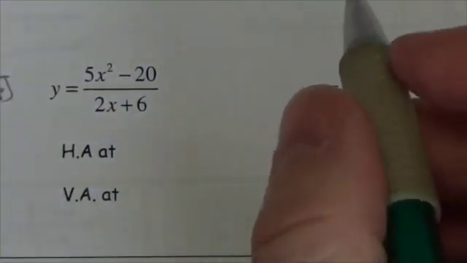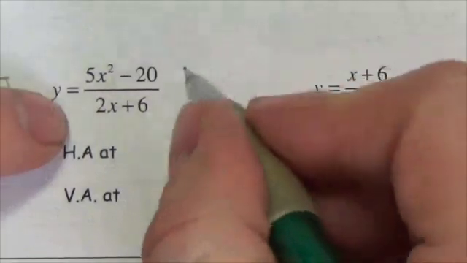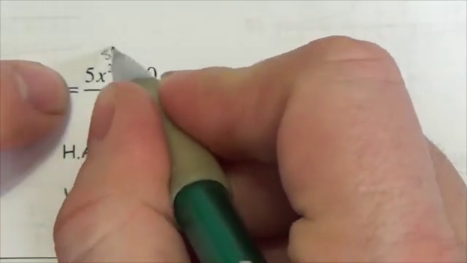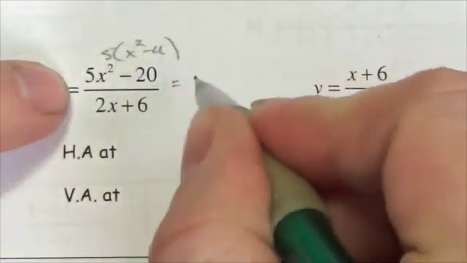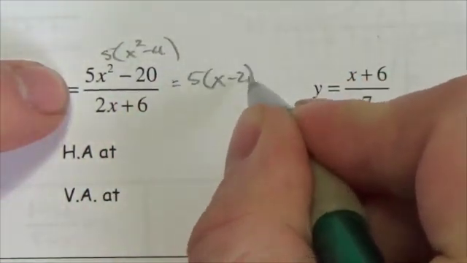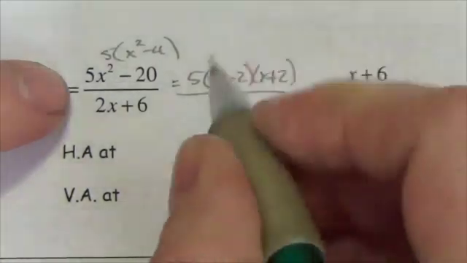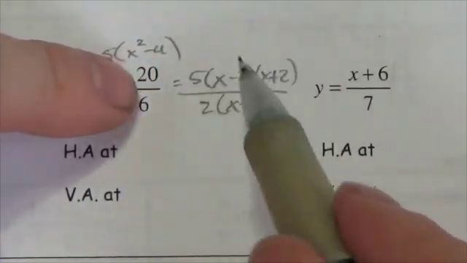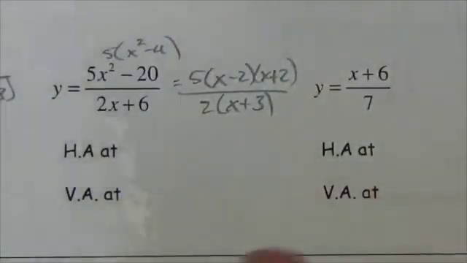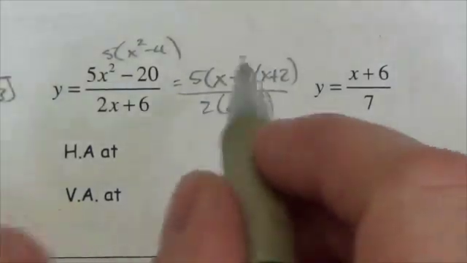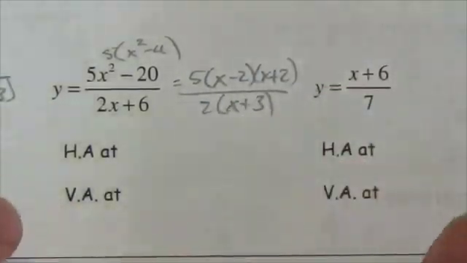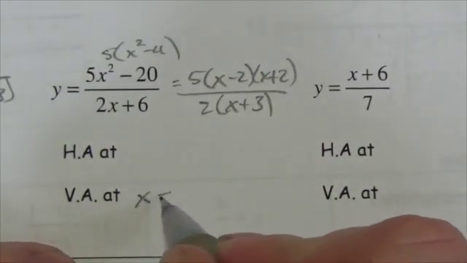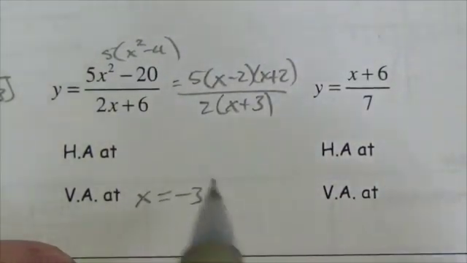All right, here we go. Let's keep going here. We're going to factor. So in the numerator, I can take out a 5, and I'll be left with x squared minus 4. So this can be factored to x minus 2, x plus 2, over 2, x plus 3. Okay, again, there's nothing common between the numerator and denominator, which is good. I like that. So what I'm seeing here, whatever's undefined, is going to be a vertical asymptote. And I see this is going to be undefined at negative 3. So I'm going to have a vertical asymptote at x equals negative 3.